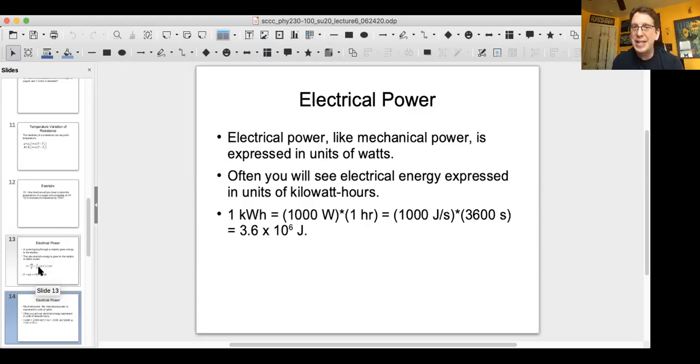Well, a kilowatt is 1,000 watts, or 1,000 joules per second. And an hour is 3,600 seconds. So you multiply those numbers together, you get 3.6 million, or 3.6 times 10 to the 6 joules. So that's how much energy is in a kilowatt hour. And so if you look at an electrical bill and you see the electricity expressed in kilowatt hours, remember that 1 kilowatt hour is equivalent to 3.6 million joules.